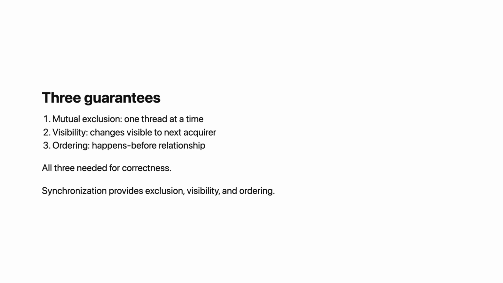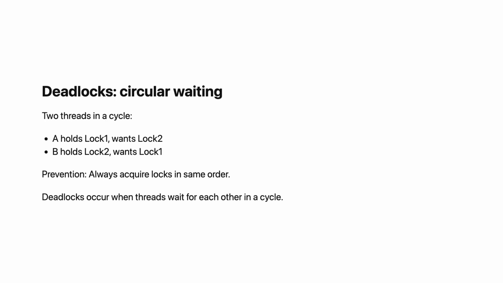Deadlocks occur when threads wait for each other in a cycle. Thread A holds lock 1, wants lock 2. Thread B holds lock 2, wants lock 1. Neither can proceed. The program freezes. Deadlocks happen when acquiring multiple locks in different orders. A then B versus B then A. Preventing deadlocks: always acquire locks in the same order. If everyone takes lock 1 before lock 2, no cycle forms.